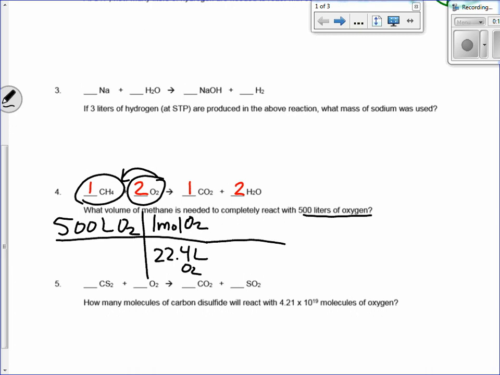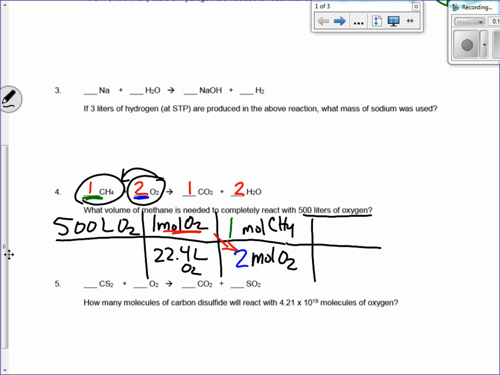So, mole ratio. I'm going to diagonal down my moles of O2. And I'm going to moles of CH4, methane. Now I insert my what? Coefficient. So, 2 moles of the oxygen, and we have 1 mole of our methane. Okay? Last step. What does it want now? Volume. So, 1 mole of methane equals how many liters again?